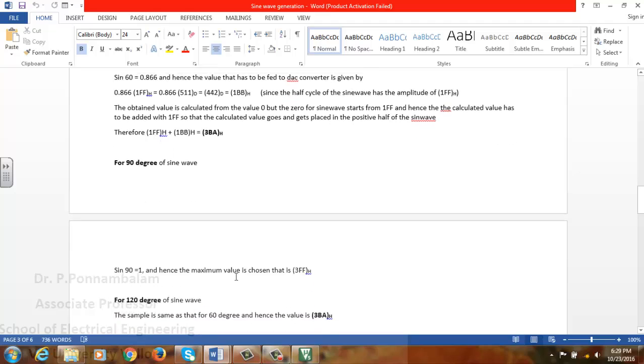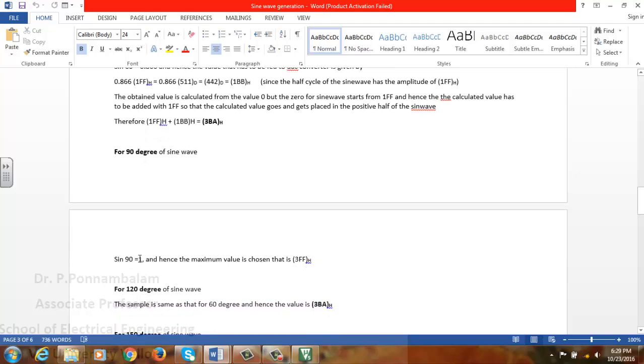For 90 degree, it is simple. Sine 90 is 1, and obviously it is going to be the maximum value. Whatever reference voltage we are giving will be obtained as such. If 3.3 is the reference voltage, when sine 90 is happening, the output voltage will be 3.3. Its equivalent hexadecimal value will be the maximum value, that is 3FF.